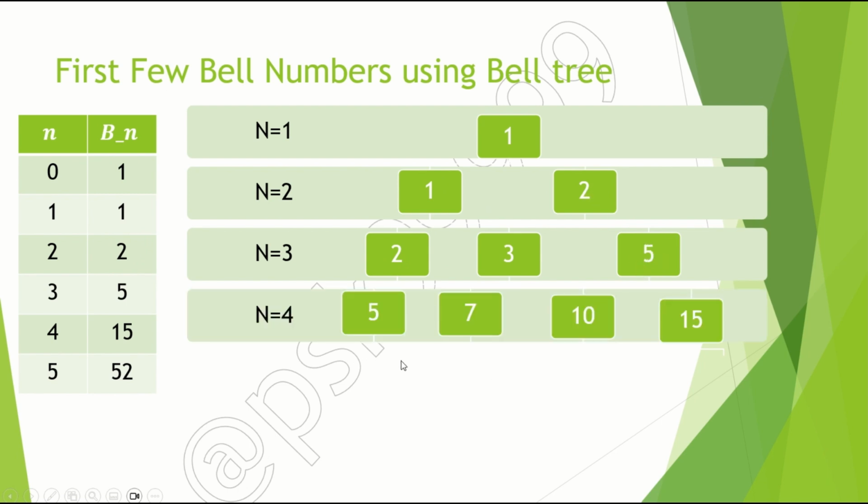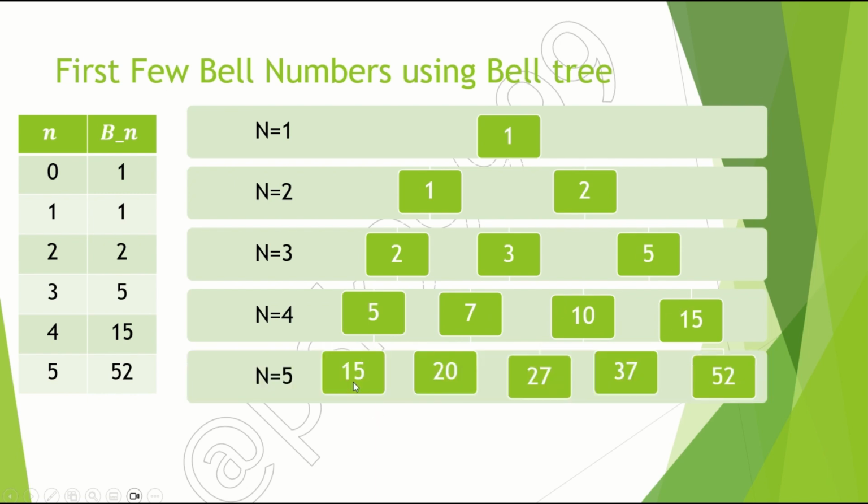For n equal to 4, you take this 5 here. This is how you build the tree. 5 plus 2, 7. 7 plus 3, 10. 10 plus 5, 15. For n equal to 5, you take this 15 here. 15 plus 5, 20. 20 plus 7, 27. 27 plus 10, 37. 37 plus 15, 52. 52 is the answer. So this is how you will find out the Bell number.